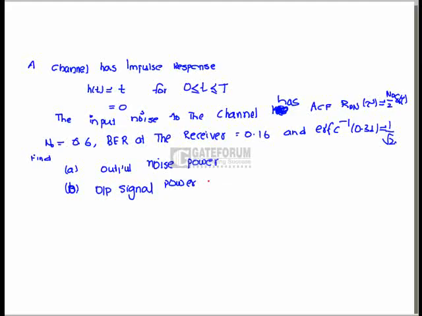Here we have to find out the output noise power available at the channel output. Here h of t is the impulse response of the channel and Rn of tau is the input autocorrelation function. N0 is the two-sided PSD, which equals 0.6.